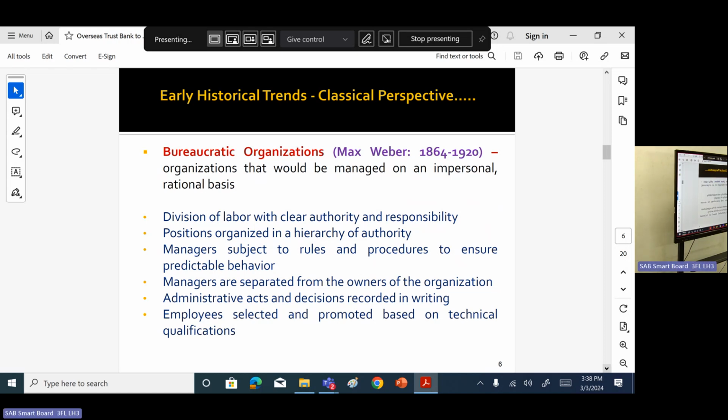Then all administrative decisions made by managers should be recorded, in hard copy or soft copy, as evidence. Right. Then all employees should be selected as well as promoted looking at their technical qualifications. Even today, organizations and managers follow this.